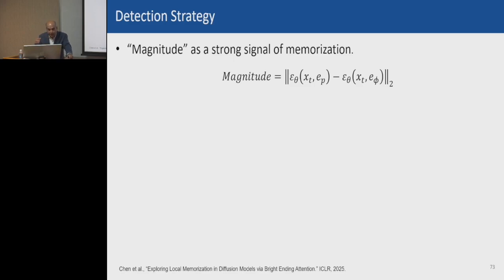So another way to look at the detection strategy is that we look at this magnitude. This is the noise prediction in the diffusion model. You get the noisy image xt and your prompt, you estimate the noise, and this is the estimated unconditional noise, where this is a null prompt, and look at the difference, and somehow that gives us an idea about memorization.